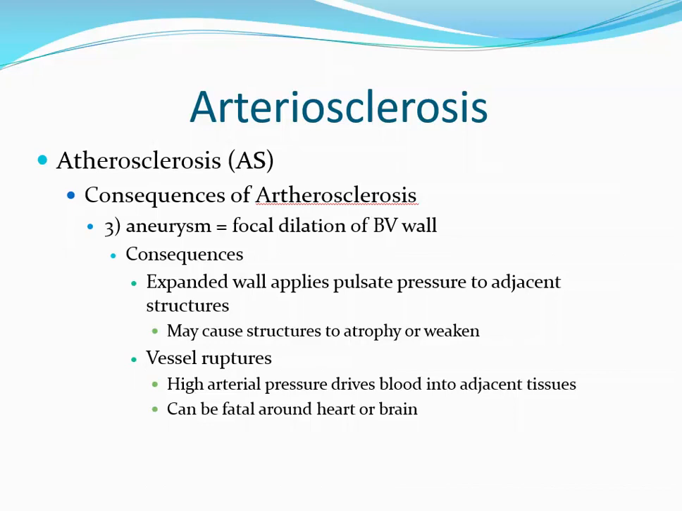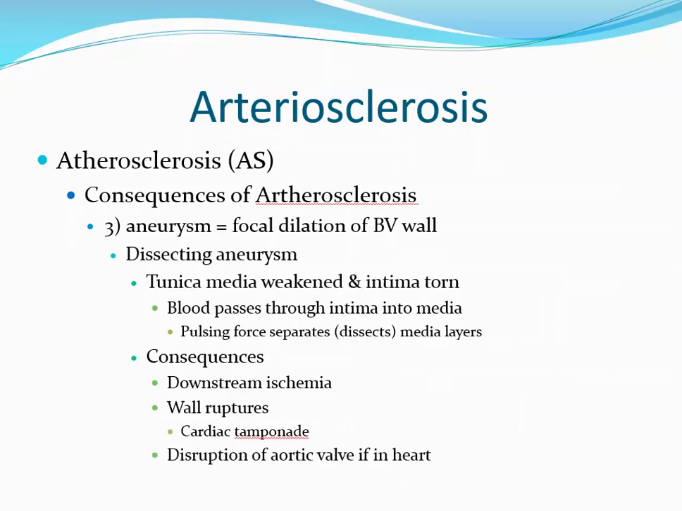And another problem is that the vessel can rupture. This bulging wall weakens over time. High arterial pressure will then drive the blood into the adjacent tissues. If this is around the heart or the brain, this can become fatal. Another problem with an aneurysm is when it becomes a dissecting aneurysm. The tunica media over time becomes weakened, and the tunica intima becomes torn away. This results in blood passing through the intima and into the media, where its pulsing force separates or dissects the medial layers.